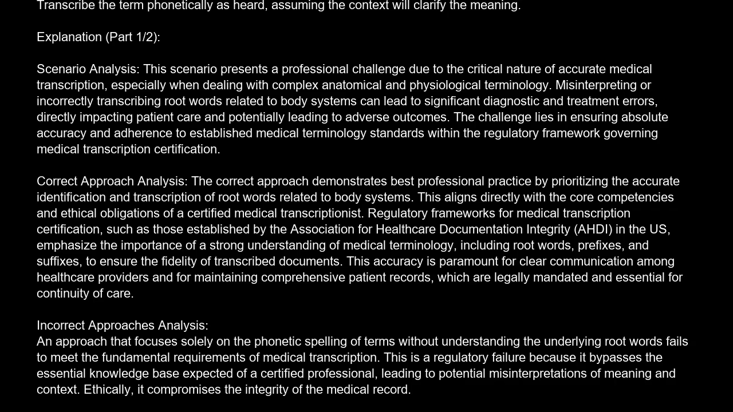The correct answer is C. Transcribe the term phonetically as heard, assuming the context will clarify the meaning. Explanation.